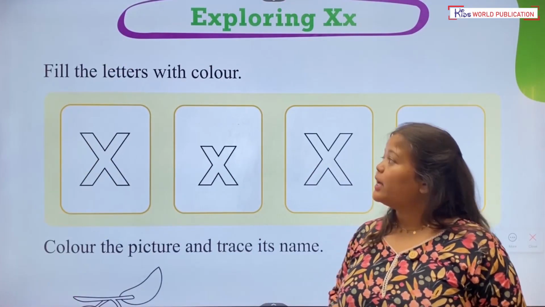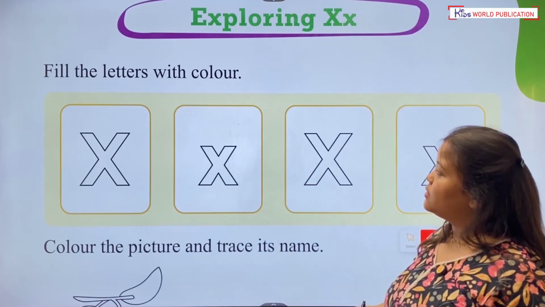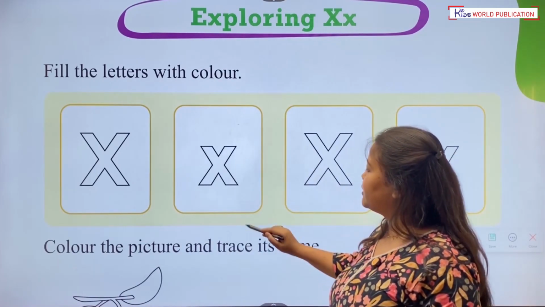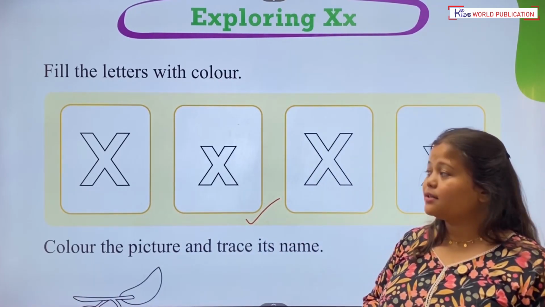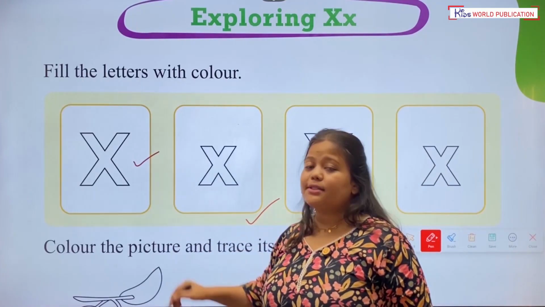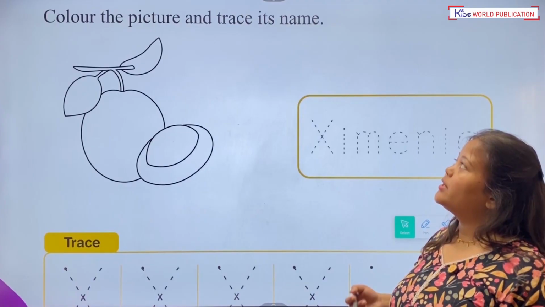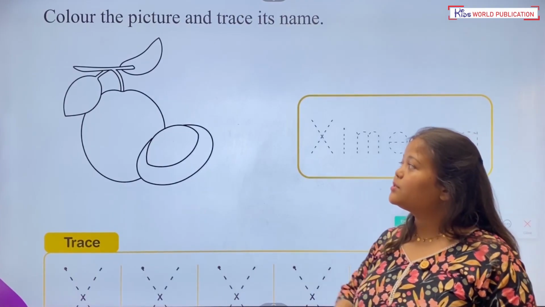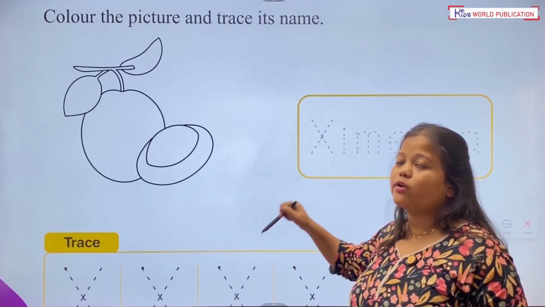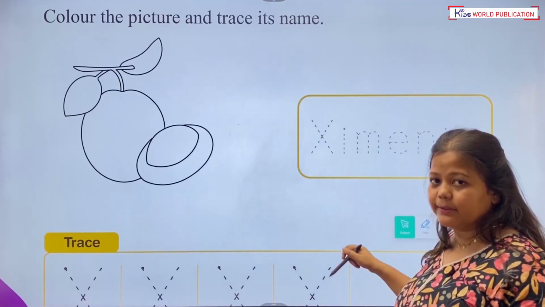Exploring X. Fill in the letters with colors. So kids, you will fill the given letter with your favorite colors. This is capital X and this is small x. Color the picture and trace its name. So kids, you will color this given picture and also trace its name here.